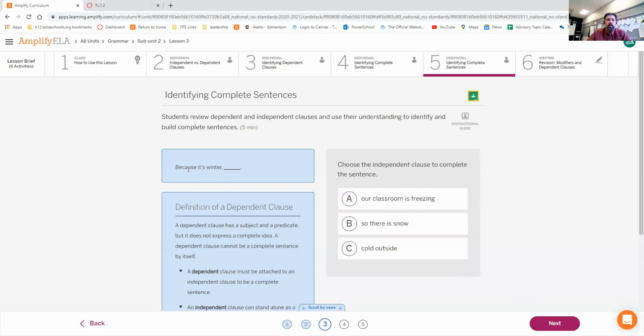Third one, because it's winter, our classroom is freezing. That works. Our classroom is freezing is an independent clause. So there is snow. The word so here makes it a dependent clause. The third one, cold outside, doesn't tell us anything. It doesn't have a subject and a predicate. There's no action. So that's just a fragment. This one is an independent clause and it completes our sentence. So that's it. You can do the last 2 of those on your own.